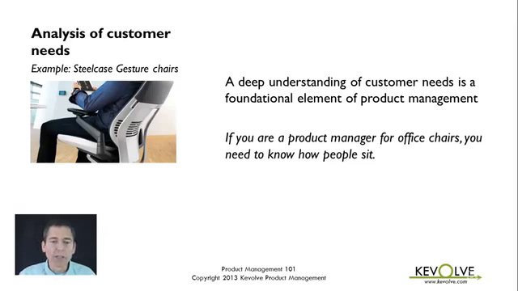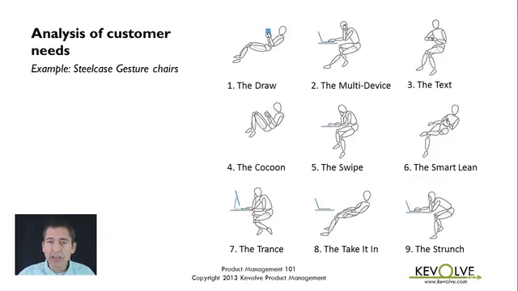Now let's give an example. As we talked about, a deep understanding of customer needs is a foundational element of product management. You just have to do it. If you're a product manager for office chairs, you need to know how people sit. So this is Steelcase and their Gesture chair. Steelcase did some nice work, and the product managers did some good work. They did research worldwide, I think 11 countries, over 2,000 people they talked to, and they wanted to know, how do people sit?